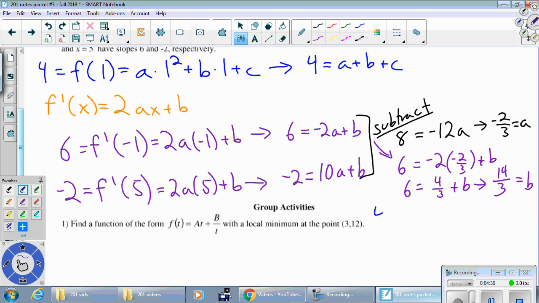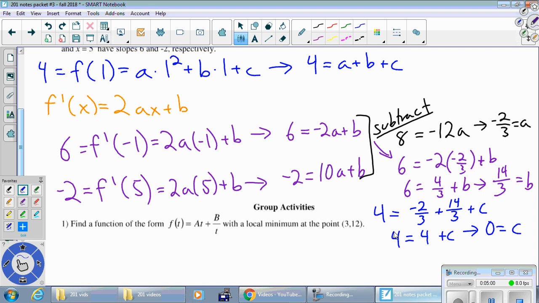So 4 equals a plus b plus c, so -2/3 plus 14/3 plus the c, which is about to be determined. Okay, so let's combine on the right. 4 equals 14 minus 2, that's 12/3, but that's really 4 plus c. So therefore, subtracting the 4 from both sides gives me c is 0.